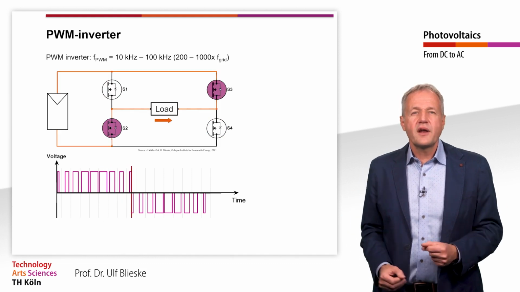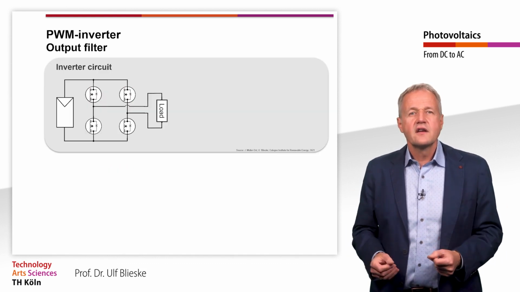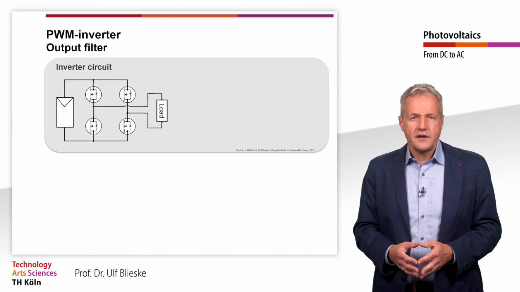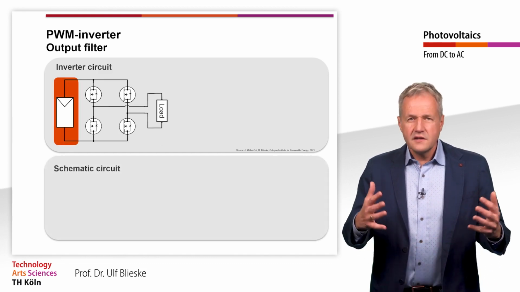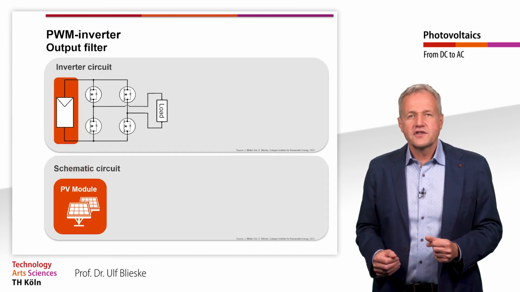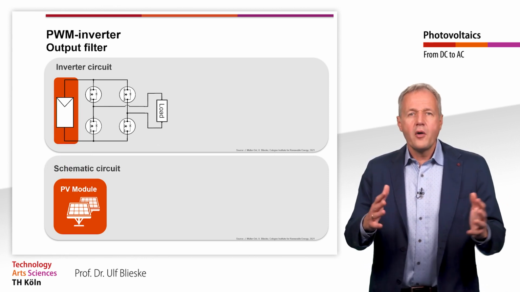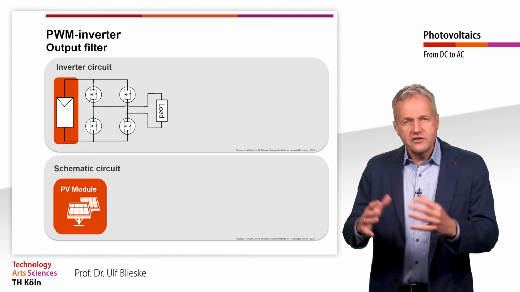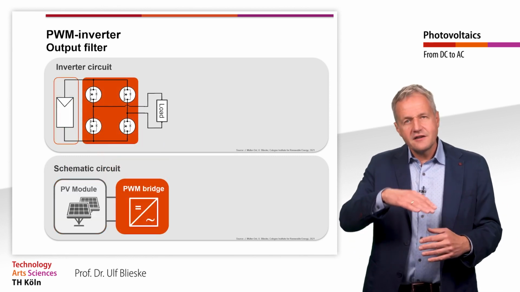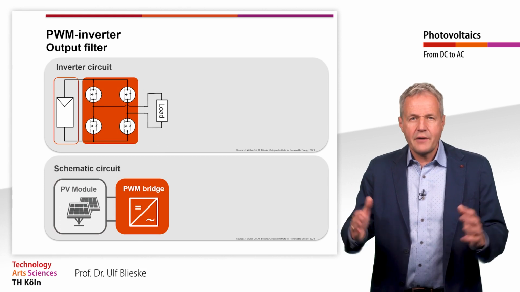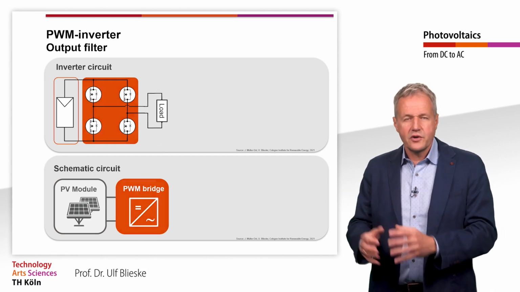We can also display the circuit just explained in a slightly different way. It's still exactly the same circuit. We have a solar generator consisting of one or more modules, a bridge circuit that generates an alternating current from the direct current, and a consumer.